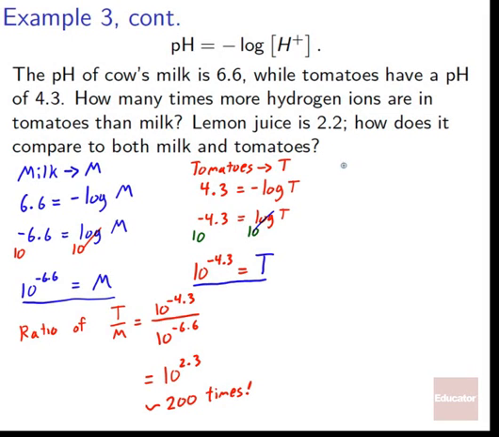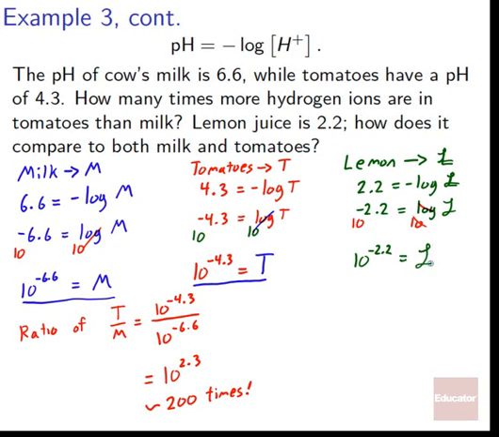Now let's look at lemon juice. If we've got lemons, and we'll use a curly L to denote it so we don't get confused with the L in our logs, then we were told 2.2 equals negative log of L. So negative on both sides, negative 2.2 equals log of our lemons. We raise both sides to the 10. That cancels out with the common log. So we've got 10 to the negative 2.2 is equal to the molarity concentration of hydrogen ions in lemons.